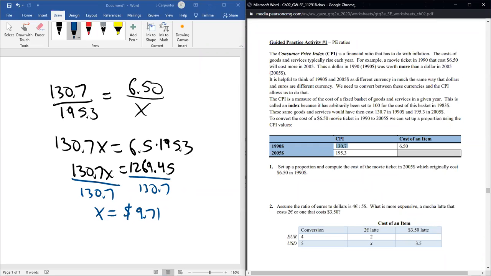So this would be the price in 2005 only based on inflation. Now again, I'm not saying this is the actual price. This is the price scaled by inflation exactly.